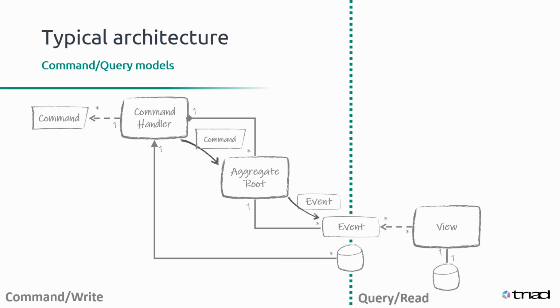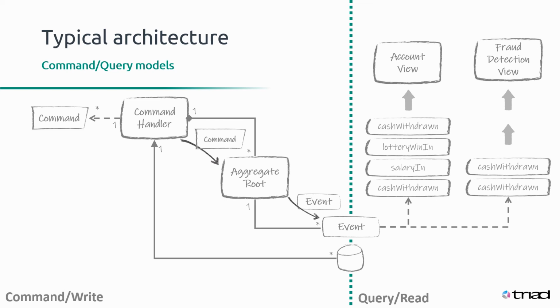It is the event store that forms the bridge between write and read, or command and query, maybe via additional streams or projections, or just by reading the same database. But it is the event store that forms the bridge. The views just subscribe to the events they are interested in. For example, the account view subscribes to all money in, money out events, whereas the fraud view might only be interested in money out events. And that, in essence, is event sourcing.